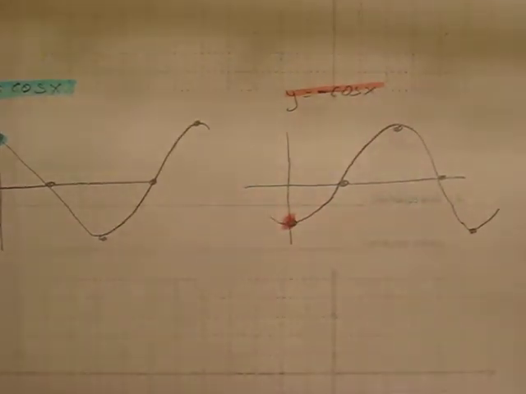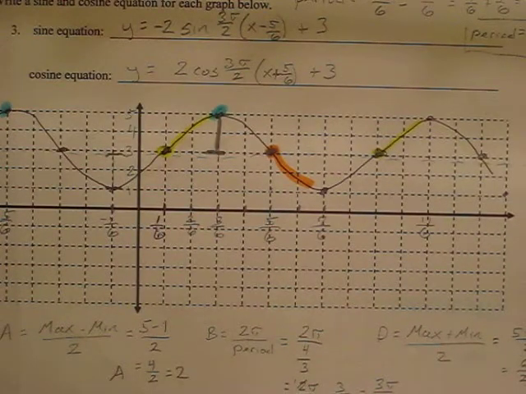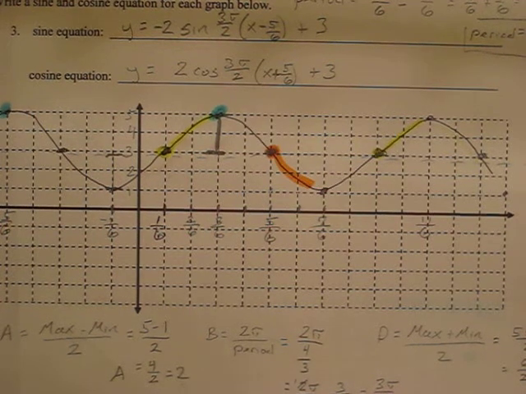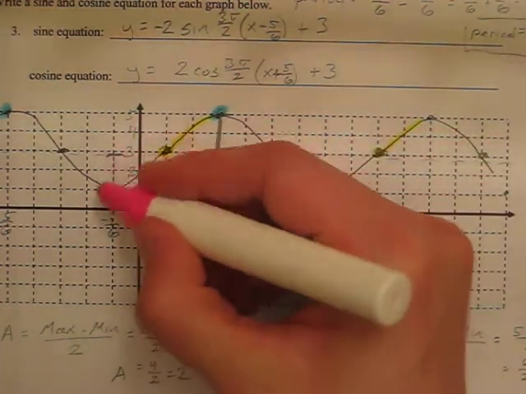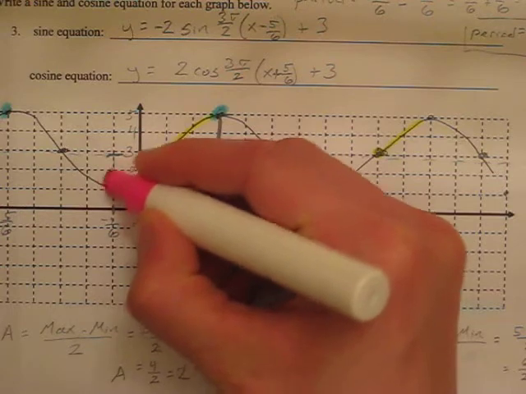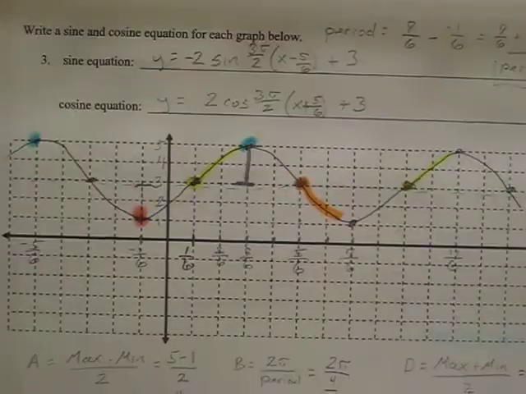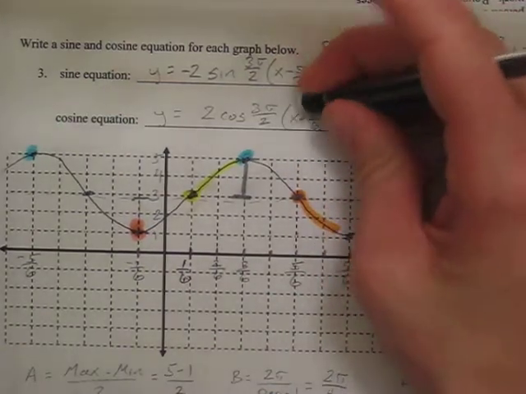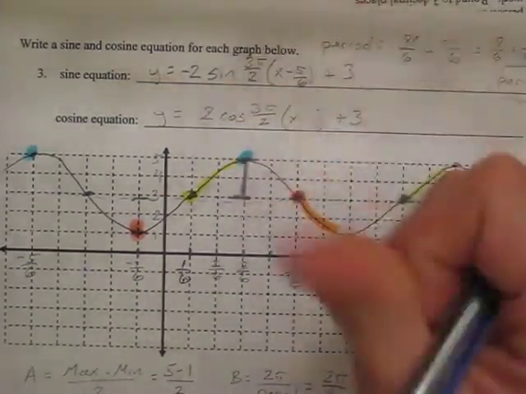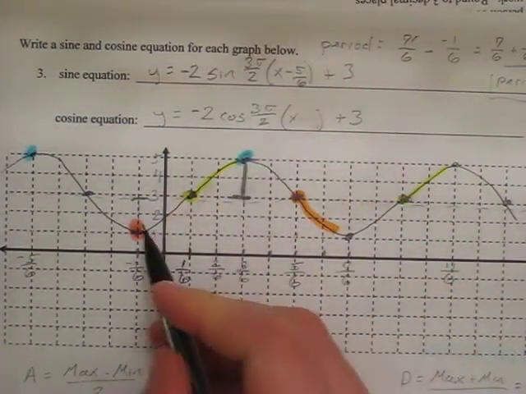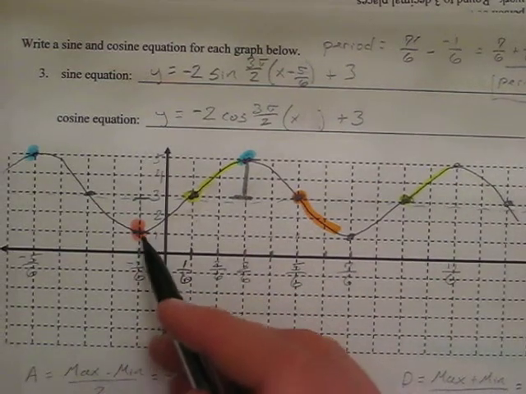Negative cosine starts at a minimum. So when we graph negative cosine, we're looking for points that are at minimums. So you look at, let's say this one. If we want to write a negative cosine graph from there to show that it's reflected, you just put a -2. That means it's a negative cosine graph. That means it's a minimum.